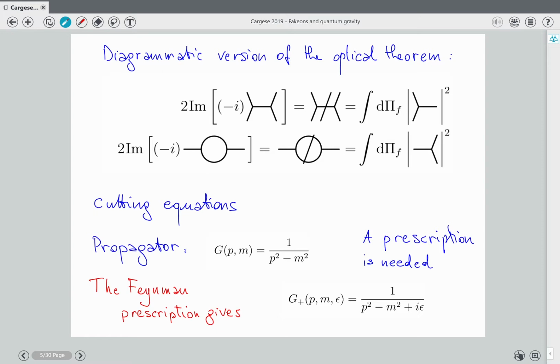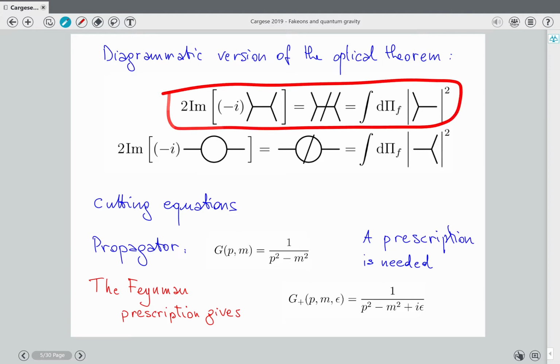Okay, so let's come to the prescription. The propagator is 1 divided by p squared minus m squared. It's ill-defined, and you need a prescription to define it. The Feynman prescription is written here, and it tells you that you add a width, a small infinitesimal width. Why is that okay? That is okay because it satisfies the optical theorem, the first of these two identities.